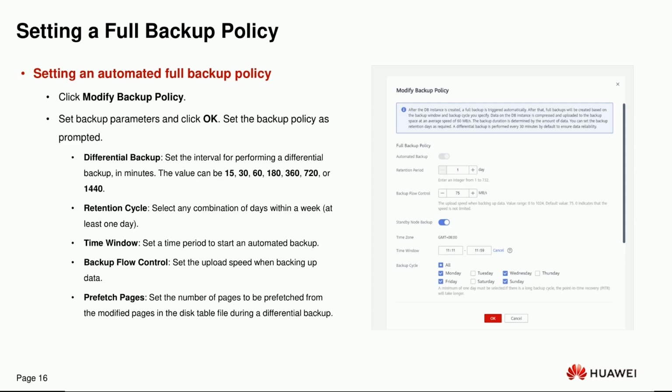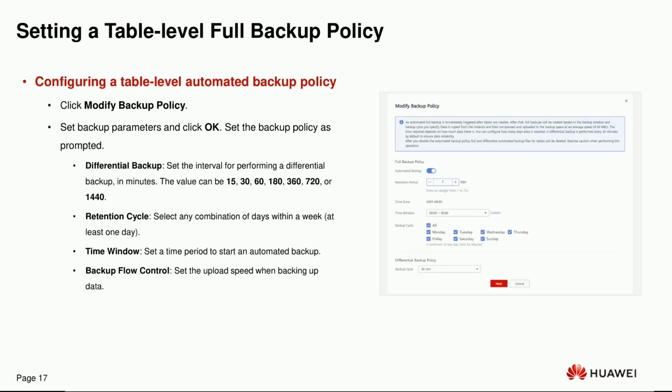Thirdly, time window. Set a time period to start an automated backup. Fourthly, backup flow control. Set the upload speed when backing up data. And prefetch pages. Set the number of pages to be prefetched from the modified pages in the disk table file during a differential backup. Similar to manual backups, you can also specify the backup scope for an automated backup.